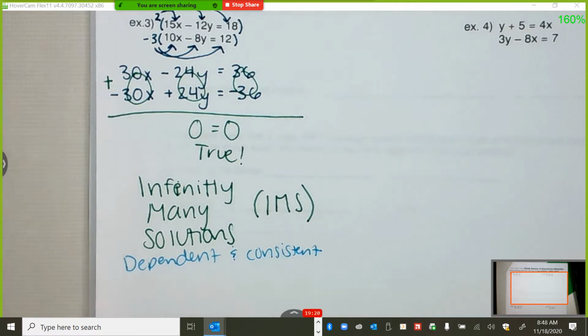What if we would have gotten 0 equals 5? What would the answer be? No solution, and it would be inconsistent. Does that make sense? Okay.